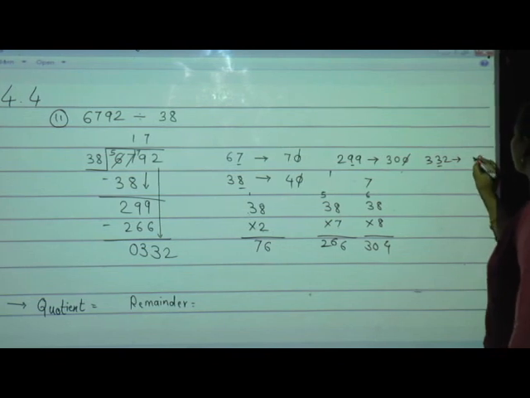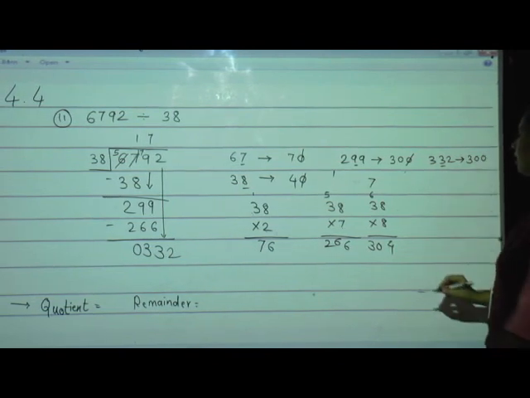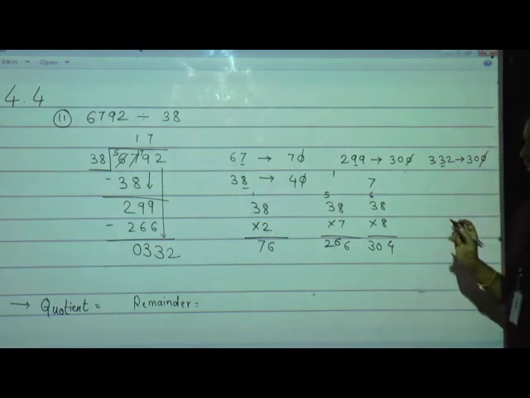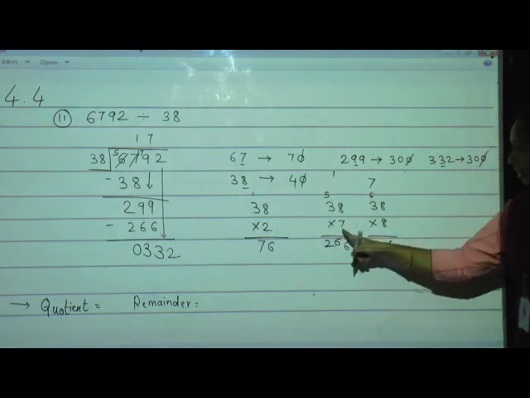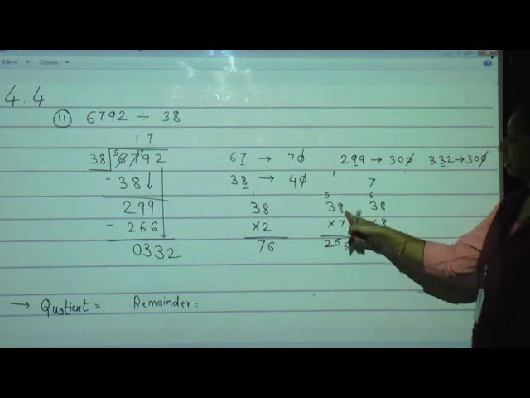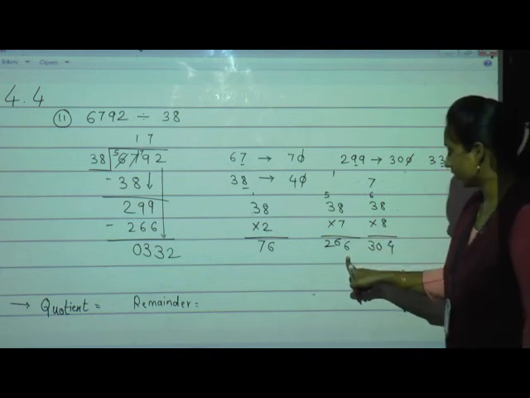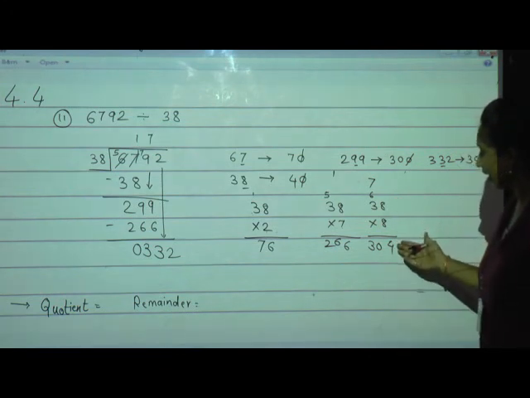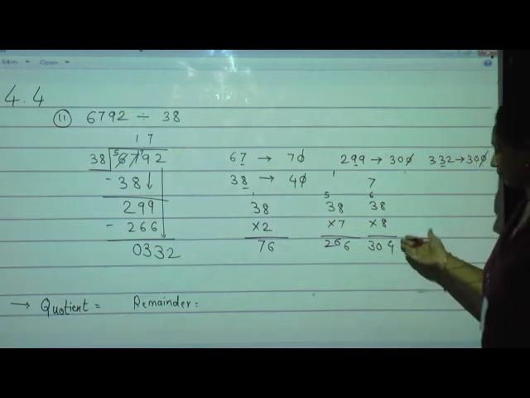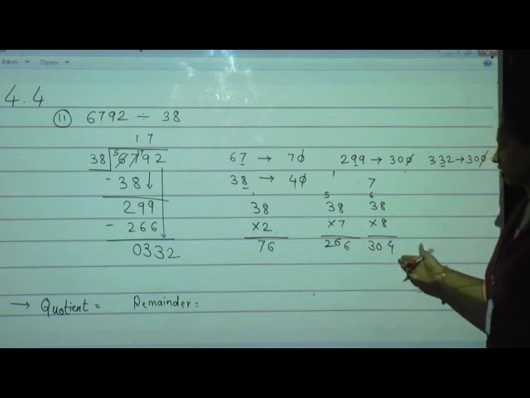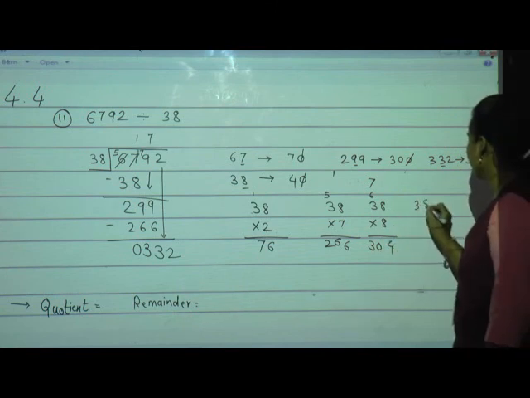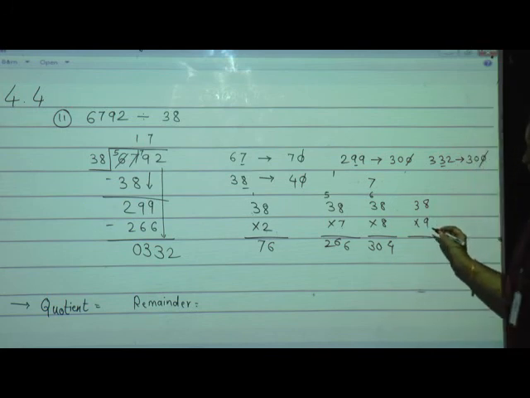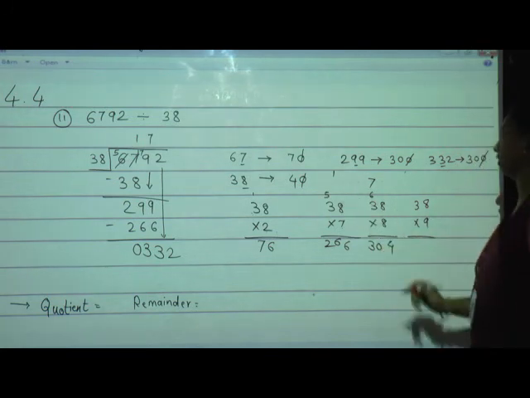3 is there, 300, isn't it? Now same as usual, 7. Okay, 7. Already we have 7. 38 seven times means 266. Now we want 332. See, we have tried with quotient 8 also, estimate quotient 8. What did we get? 304. What will we do? We will try with 9 also. We will see whether this number will go into 332 or not.